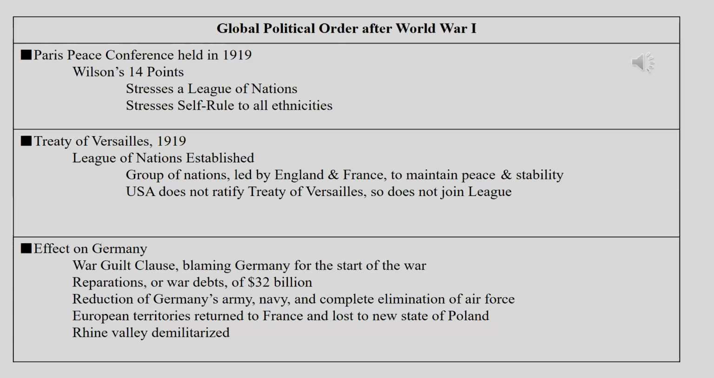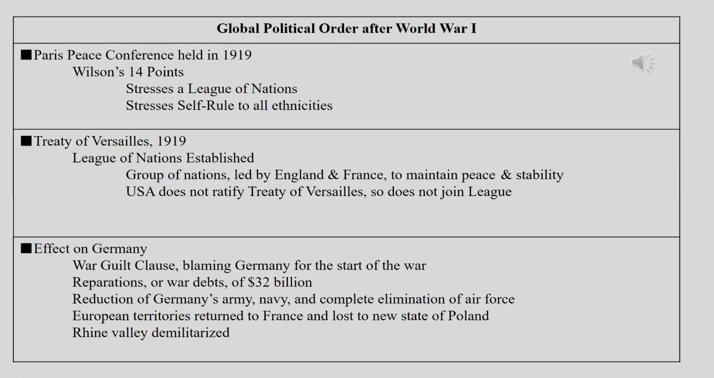Additionally, Germany was saddled with a $32 billion war reparations debt, in which they were expected to pay in full to the English and French governments. Furthermore, Germany was forced to reduce the size of its military, including its navy and its army. Along with that, the disputed territories of Alsace and Lorraine were to be returned to France, and other European lands were stripped from German control and utilized to create new nations in Central and Eastern Europe.